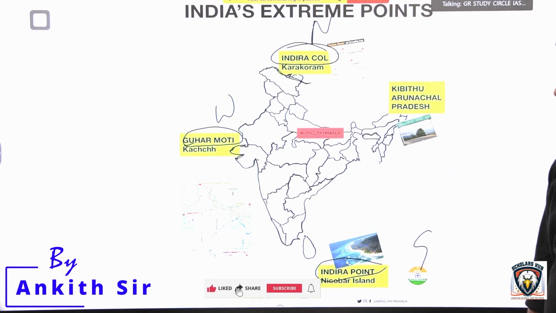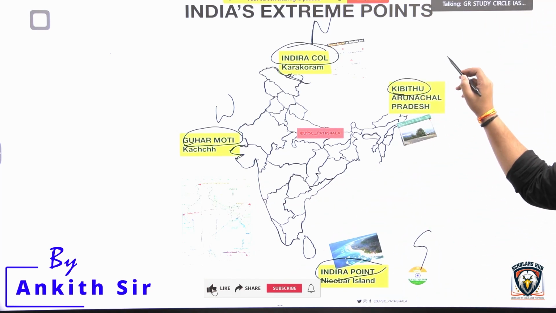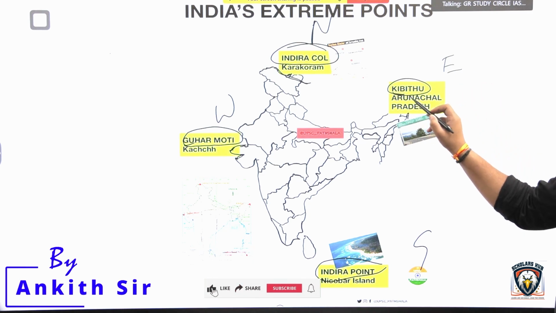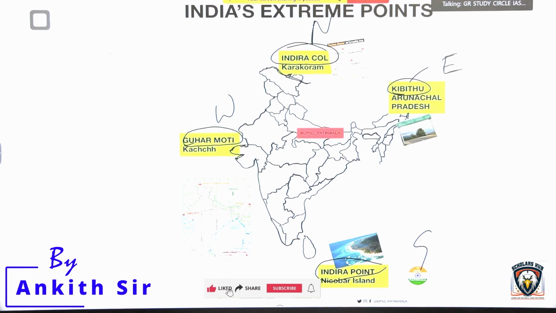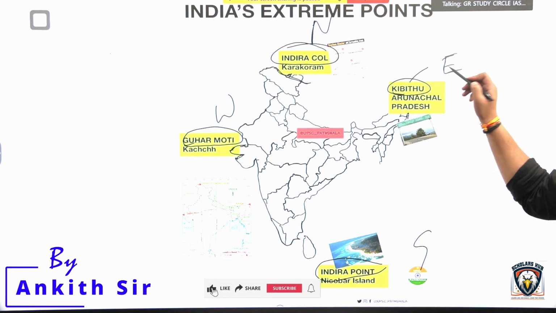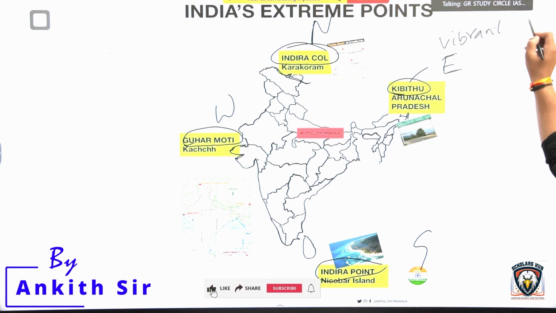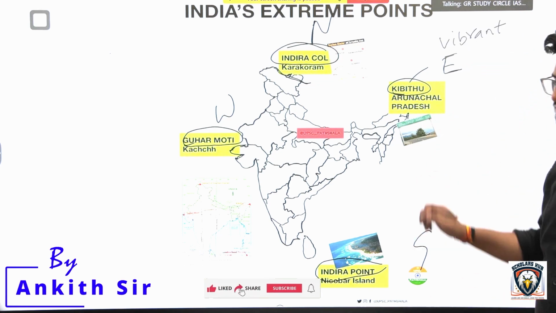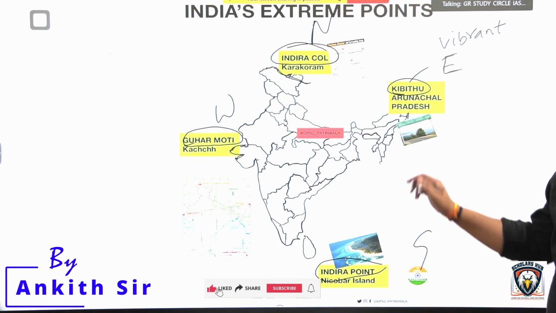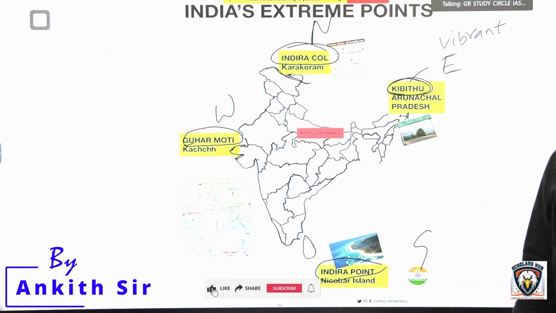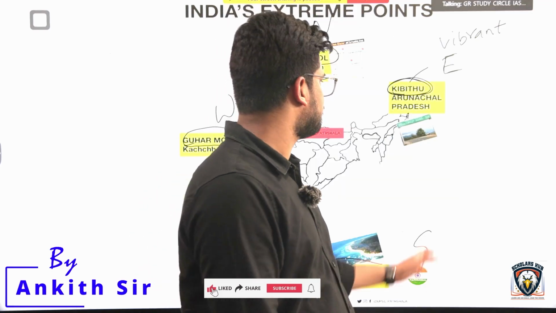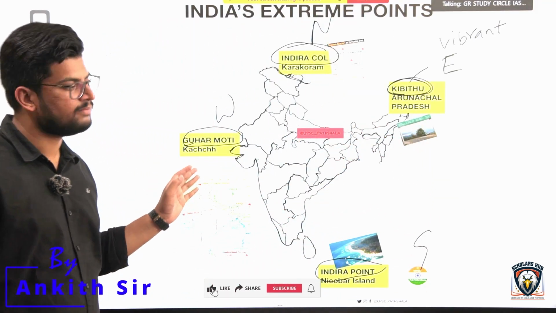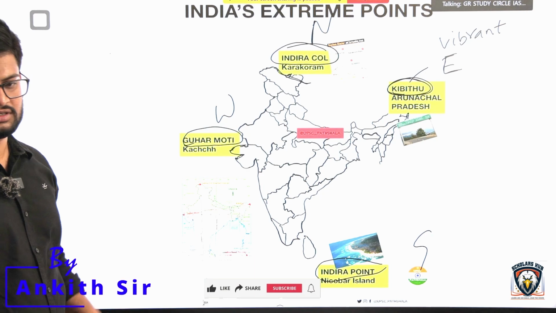Then what is the easternmost point of India? There is a village called Kibithu in the state of Arunachal Pradesh. So this is the easternmost village. And here it can be related to current affairs. We have started the Vibrant Villages Program in Kibithu village of Arunachal Pradesh. What is this? Developing border villages, so that they will not indulge in extremist activities. Getting my point? Anyway, Kibithu is easternmost, Guhar Moti is westernmost, Indira Col is northernmost, and Indira Point is southernmost.